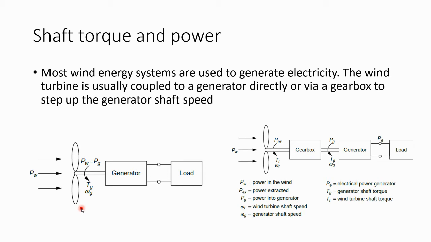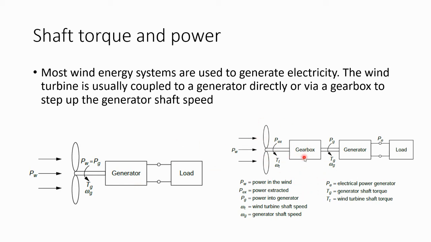The next part of this video series is to explain to you how a wind turbine is connected to the electrical grid. Ultimately we want to connect the power extracted from the wind turbine to the grid. Most wind energy systems are used to generate electricity, of course. The wind turbine is usually coupled to a generator directly or via a gearbox to step up the generator shaft speed. So you either have a wind turbine connected directly to the load, which is the electrical grid, because your wind turbine drives your generator, all right?